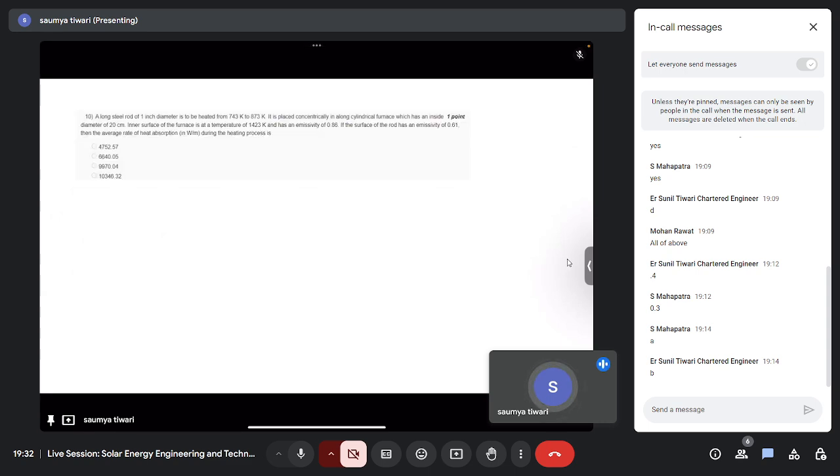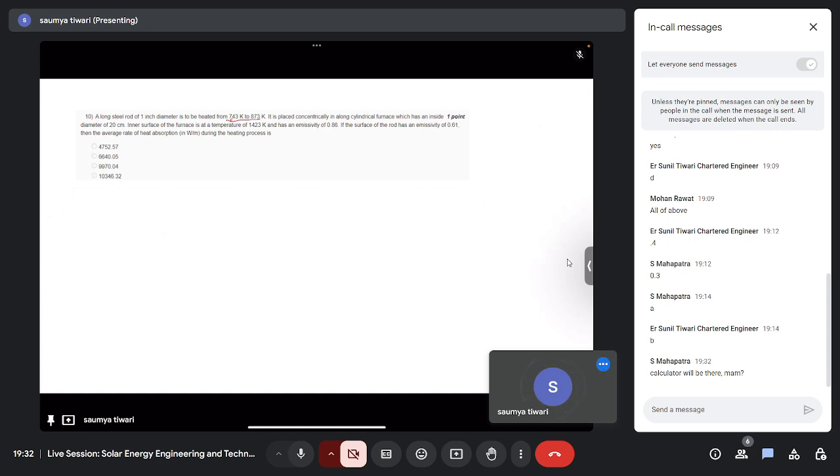So this is the next question. A long steel rod of 1 inch diameter is to be heated from 743 to 873 Kelvin. It is placed concentrically in a long cylindrical furnace.